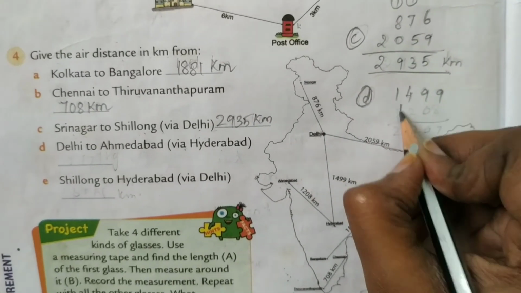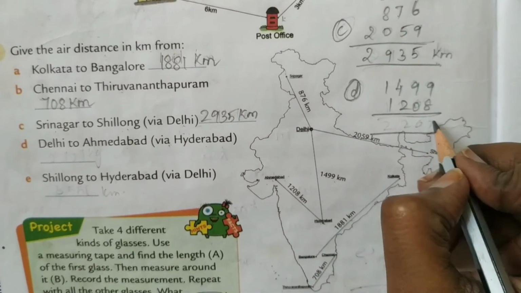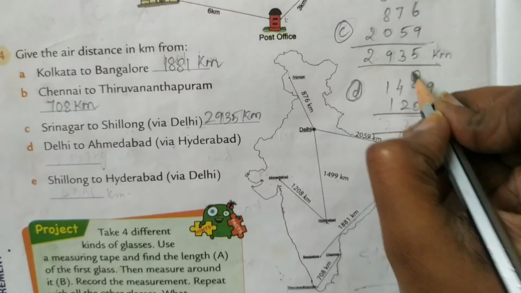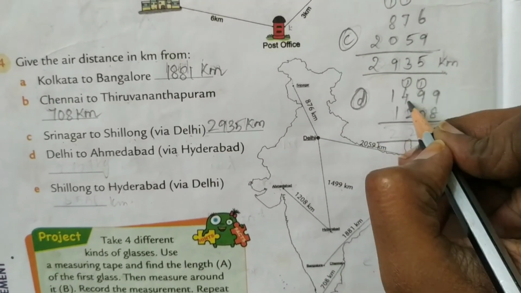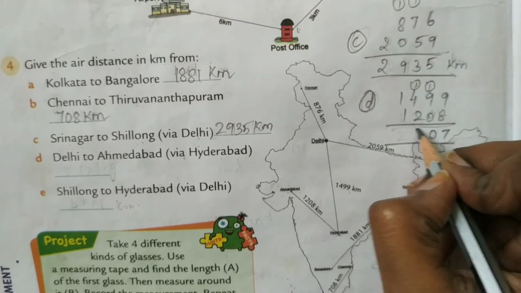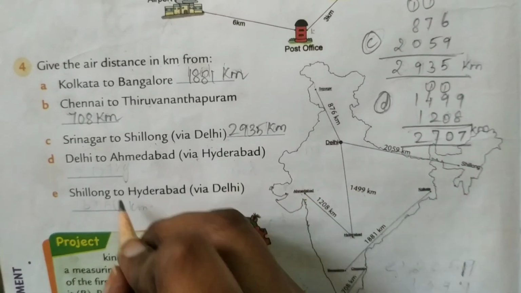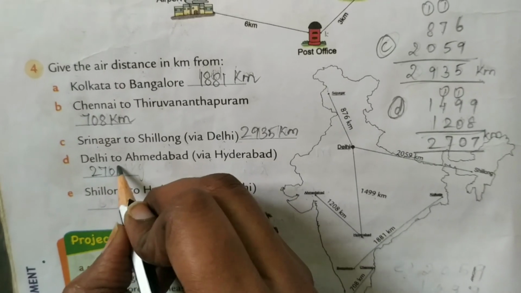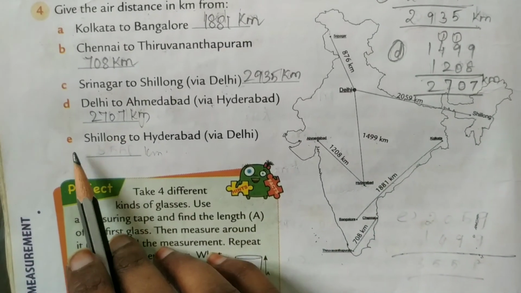1499 plus 1208. So when we add, 9 plus 8 gives you 17. 1 plus 9 is 10. Again 1. 1 plus 4 is 5. 5 plus 2 is 7. 1 plus 1 is 2. So 2707 kilometers.